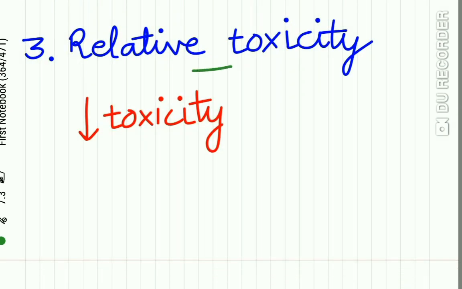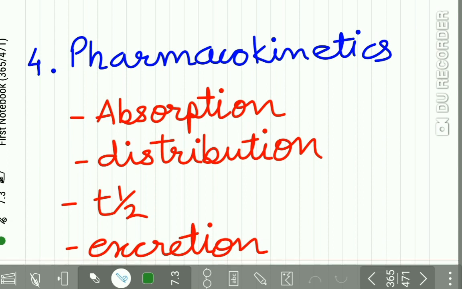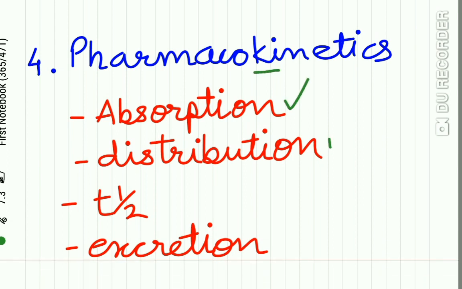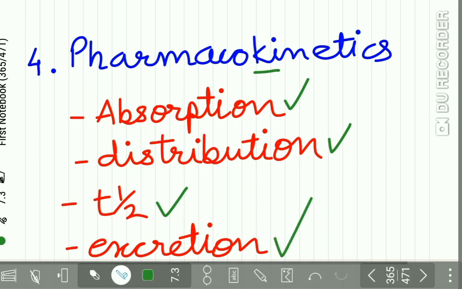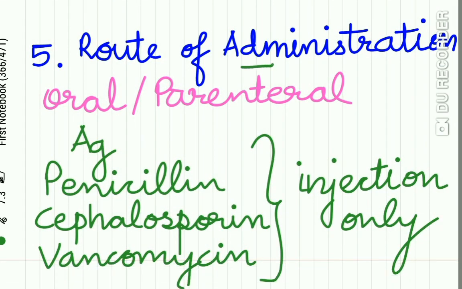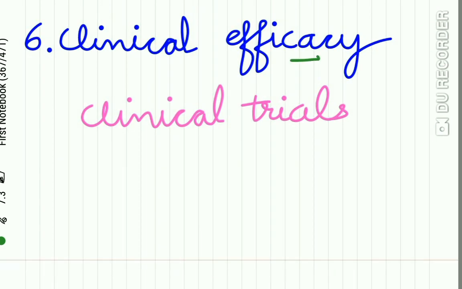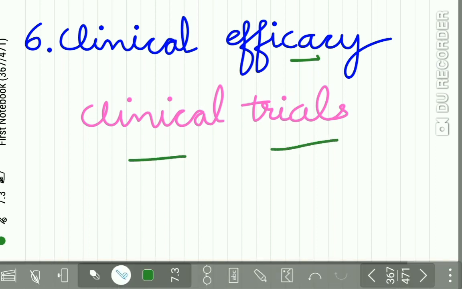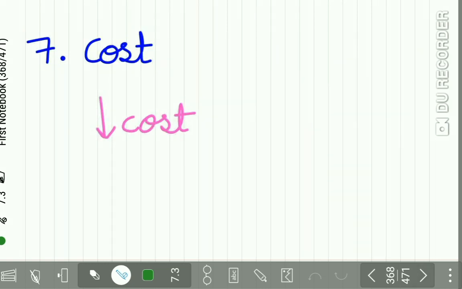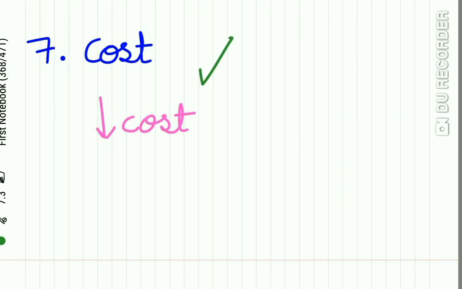Then the relative toxicity of the drug. Obviously, the drugs with least toxic effects are preferred. Then the pharmacokinetics of the drugs, such as absorption, distribution, the half-life of the drug and the process of excretion, are also important in determining the choice of the drug. Then the route of administration may be oral or parenteral. Aminoglycosides, penicillin, cephalosporins and vancomycin are used as injections only. Then the clinical efficacy of the drug can be determined by various clinical trials, and this is one of the important factors in the choice of an antimicrobial agent. And the last factor is the cost. Obviously, the drug with least cost is preferred.